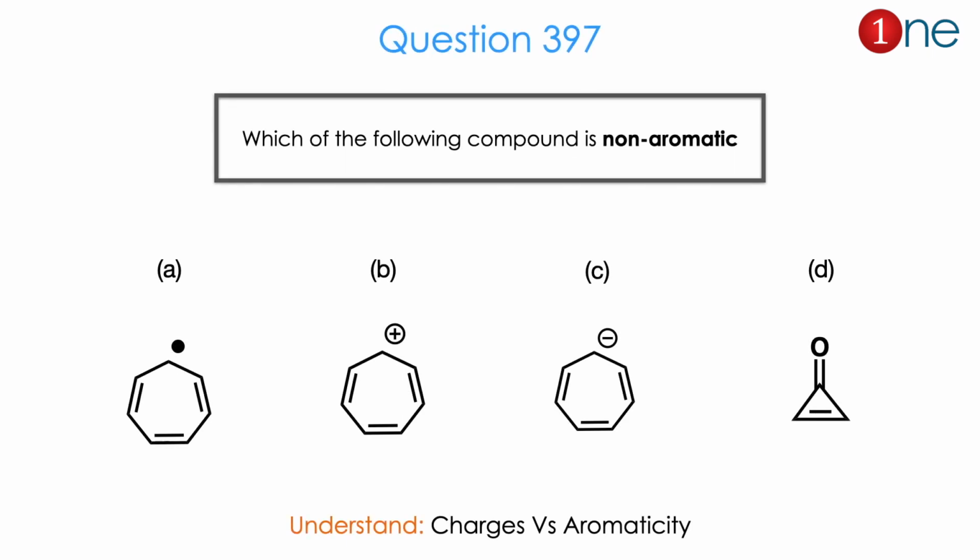Then let us look at the next question. The question is really about finding the non-aromatic compound. They gave 4 different compounds. First one is a 7-member radical, second one is tropylium cation, third one is an anion, fourth one is cyclopropene with ketone. So basically you have 4 different structures with 4 different properties. You have to find which one among these is non-aromatic. So the question is really about charges versus aromaticity. The answer is A. Let us see how.